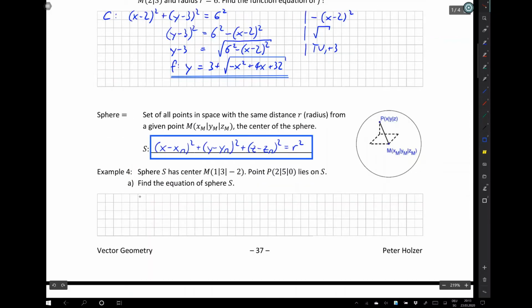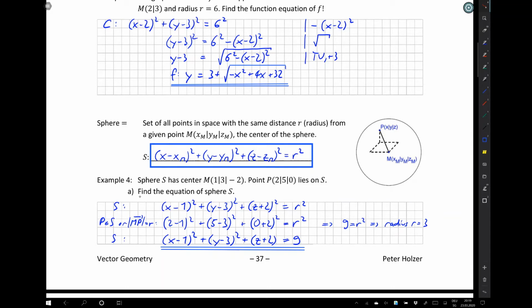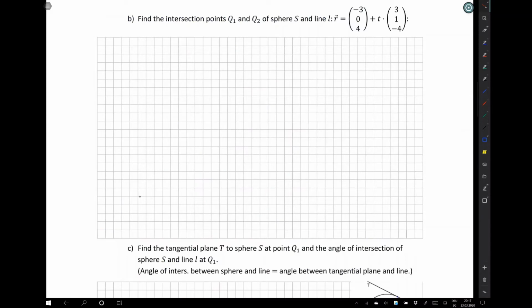Solve example 4 on your own, stop the film, here comes the solution. The solution is very similar to the solution in example 1, so insert the coordinates of point M in this equation. We get here the equation of the sphere, then we want to find the r squared, r being the distance of M and P. We can either use the length of the vector MP or just insert the coordinates of the point P in here. In both cases we'll get exactly this equation. Solving that, we get that the radius r is 3, and hence the final equation for the sphere is this here. So let's move to example 4b.